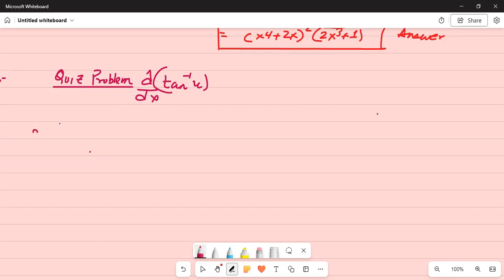So what we can do is let v be equal to tangent inverse u. Okay. Which leads to u itself is tangent of v.